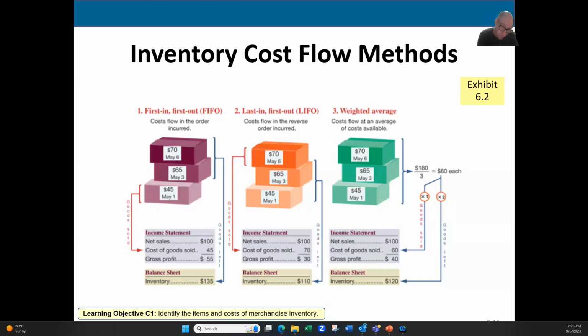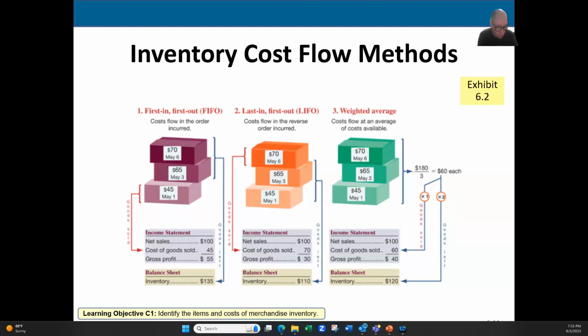I sold inventory. I use the average, in this case $60. Cost of goods sold is going to be $60. At sales, I sold $100 worth of stuff this month. $100 minus $60 cost of goods sold equals $40 gross profit. My ending inventory balance is $120. How is it $120? 60 times 2 left. Okay, $120.